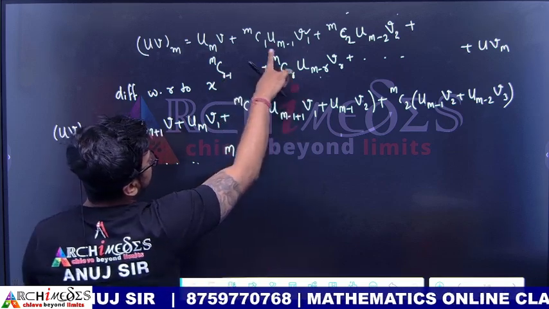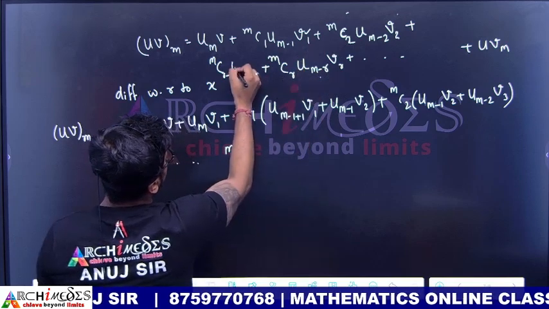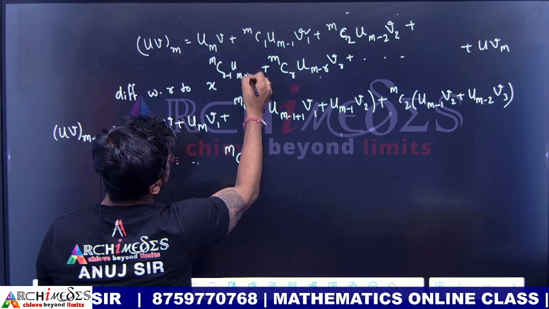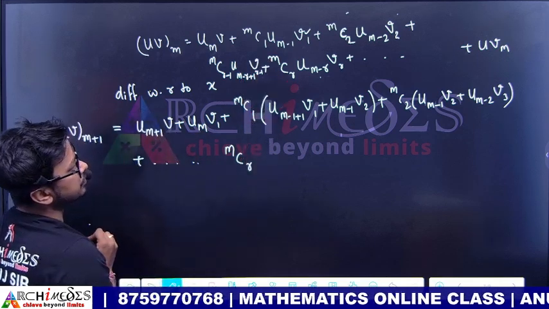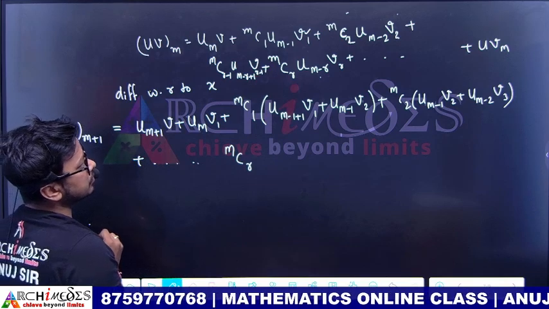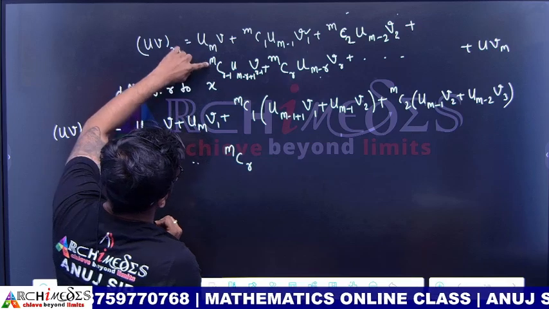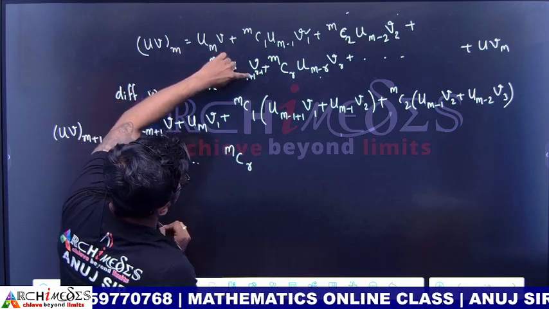mC(r-1), then u power is what? u^(m-r+1), then v^(r-1). Any doubt on this one? This minus this, because minus r, minus minus will become plus, and v^(r-1).